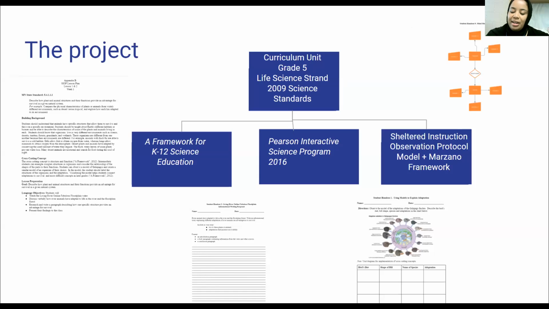The question is, why did I decide to use these frameworks in my curriculum to increase scientific literacy? Well, I decided to use these frameworks because Marzano's framework is known to increase science achievement, or academic achievement in general. And also the CEP model, like I stated, was part of the Pearson Interactive Science program that's known to increase achievement in diverse learners. And both curriculums had components of the literature review that I wanted to highlight in the curriculum.